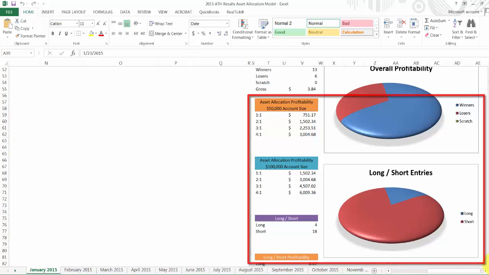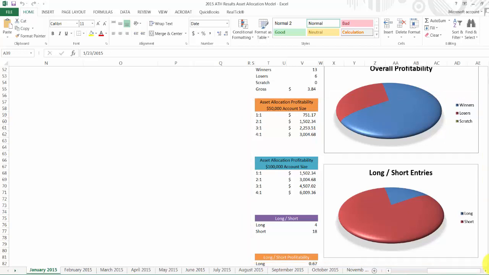Winners to losers in our pie chart of overall profitability are very, very strong and no scratch stops for the month. So we didn't have any of those zero stopouts for the money management rules. That's okay because January is a very strong month and we don't really expect to see them there typically.